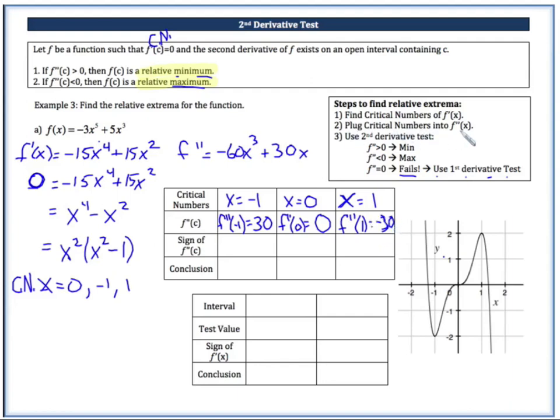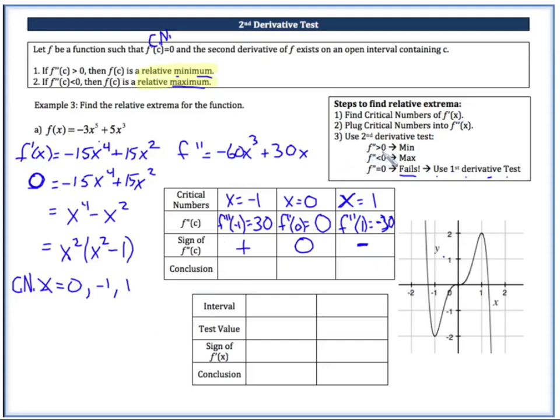So we plugged our critical numbers into our second derivative, and let's go ahead and get the signs here. So here this is positive. Here it's 0, so it's neither positive nor negative. And here this one is negative. And let's come up with our conclusion. Let's apply that second derivative test.